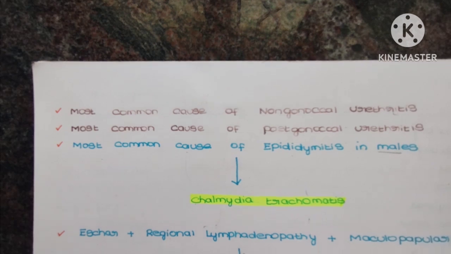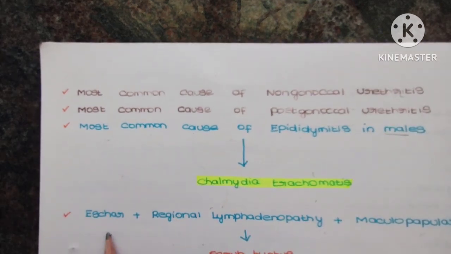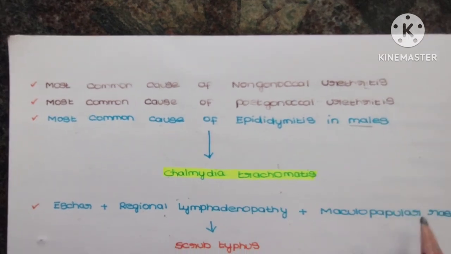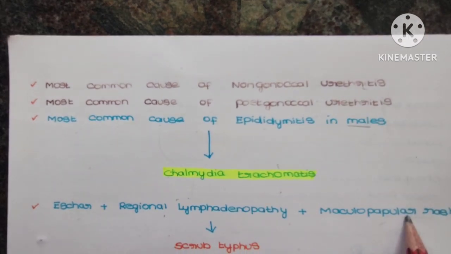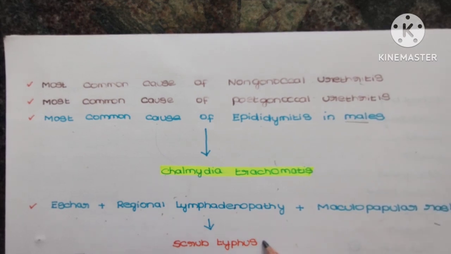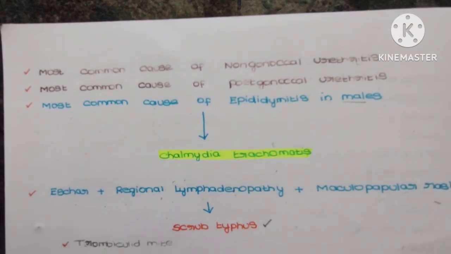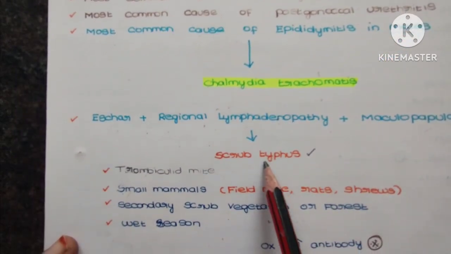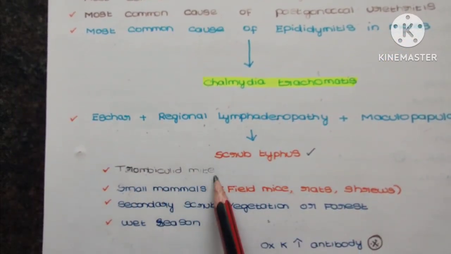So next, the history will be an eschar, regional lymphadenopathy and a maculopapular rash. Okay, so this is a triad. The symptoms are eschar, lymphadenopathy and maculopapular rash. So the diagnosis is scrub typhus, and some points you want to remember: there is a zoonotic tetrad for scrub typhus. One, it is the trombiculid mite.